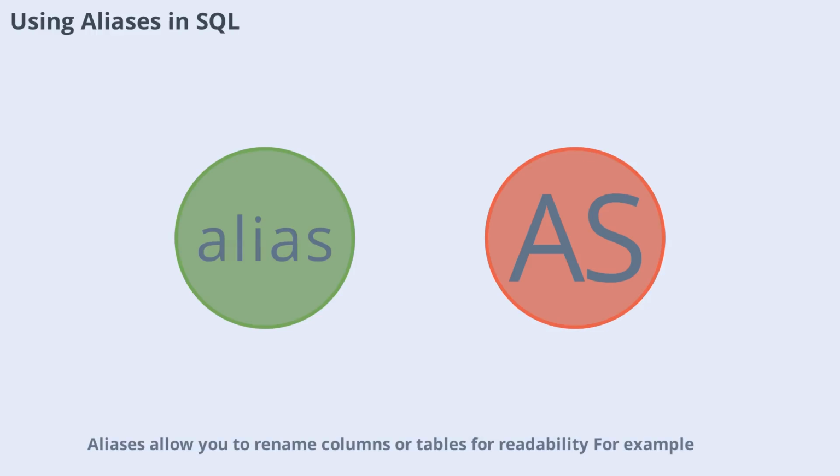Aliases allow you to rename columns or tables for readability. For example, select salary as employee salary from employee. Aliases make your queries easier to understand and are especially helpful in complex joins or when presenting results.